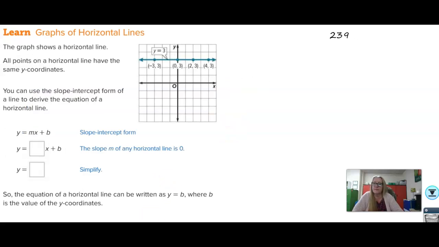All right. Still on page 239. The graph shows a horizontal line. All the points on a horizontal line have the same y coordinate. You can use the slope-intercept form of a line to derive the equation of a horizontal line. Well, if you have 0 for your slope, because a horizontal line is 0 fun, remember, then 0 times x is 0, so then you just get y equals the y-intercept, okay? Well, the y-intercept is 3. So you notice, in every case, all of these points have 3's in the y place. The x number can change, but the y place is always 3, all right? And that would be a horizontal line.